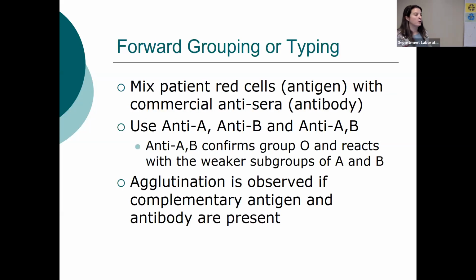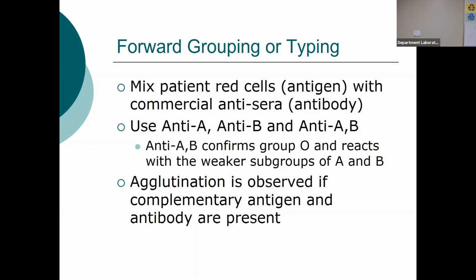So forward typing, we're going to take patient cells mixed with commercial antisera. Right, that commercial antisera is your antibody, commercially manufactured. And we're going to talk about how that's manufactured in a future lecture. So in your forward typing, you're going to have, right now, 3 tubes. We'll build on that. You'll actually have more when we add in the RH. You'll have anti-A, anti-B, and anti-A,B. Don't be surprised if, when you start your internships or you start working in a blood bank lab, they do not use testing with anti-A,B. Sometimes anti-A,B is only used to confirm subgroups of A.